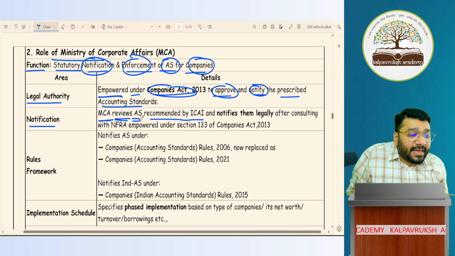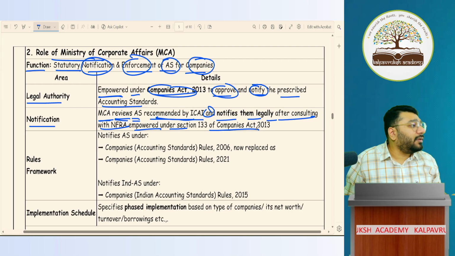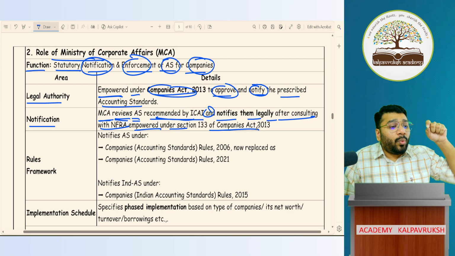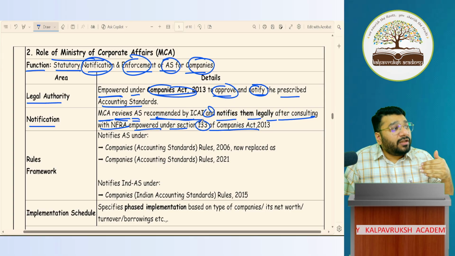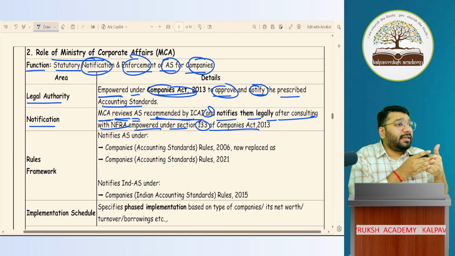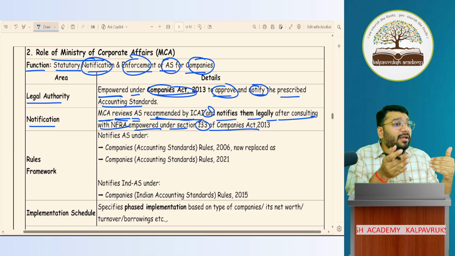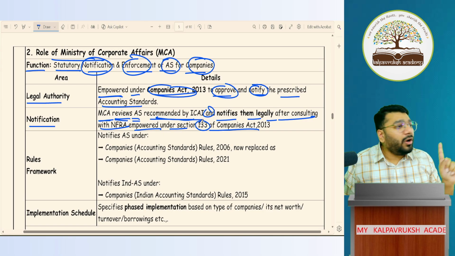So MCA reviews AS recommended by ICI and notifies them legally after consulting with NFRA, empowered under Section 133 of Companies Act 2013. So now, what does Section 133 talk about? Section 133 talks about the consultation to be done with NFRA. So MCA has been instructed under Section 133 that you have to consult with NFRA before you notify the accounting standard. Got it? Not got it? Okay.